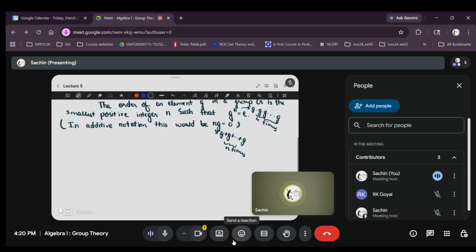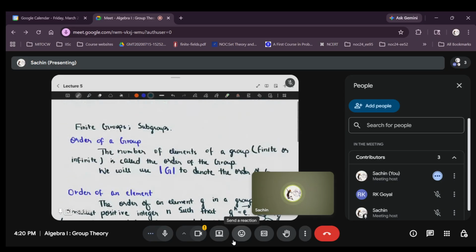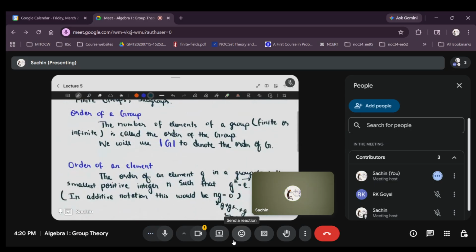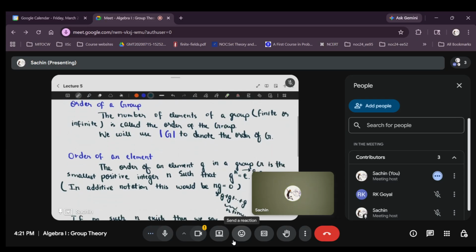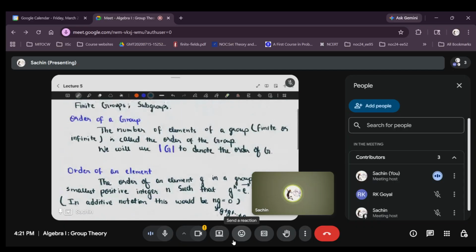So if no such n exists, it is possible that for some element there is no such n, then we say that the element g has infinite order. So this is defined in such a way that it matches with the notion of order of the group. If the group is of finite order, then all its elements also have finite order. And if there is some element that has infinite order, then the group will have infinite order.